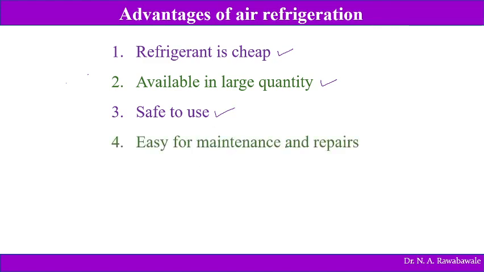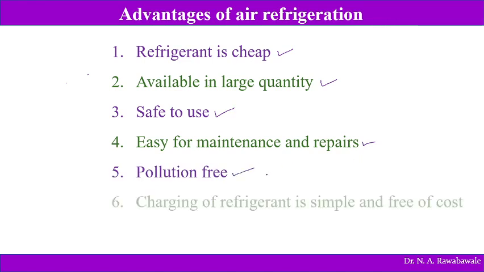Then easy for maintenance and repairs. If you want to do maintenance of such a refrigeration system, and if there is a leakage, so if air leaks out, it doesn't matter, it does not cost a lot. So therefore easy maintenance and repair can be made for a system using air as a refrigerant. Then pollution free. So such a refrigerant is pollution free, and charging of refrigerant is simple and free of cost, because this refrigerant is available in atmosphere, and that can be used freely without paying any cost for charging of that refrigerant.